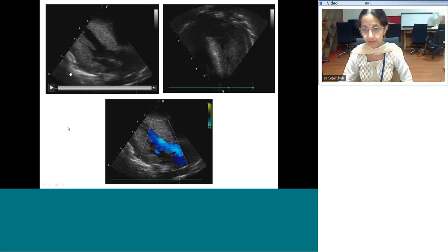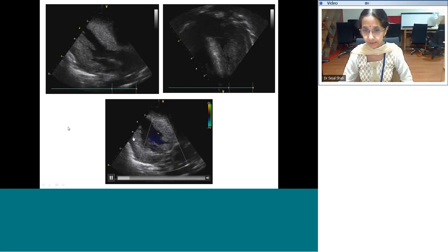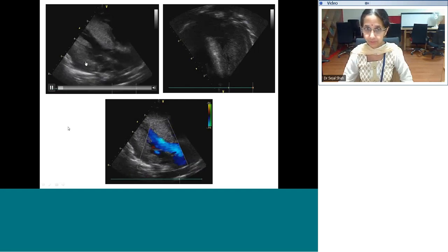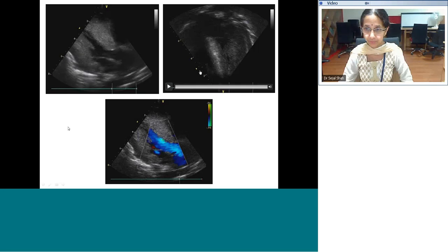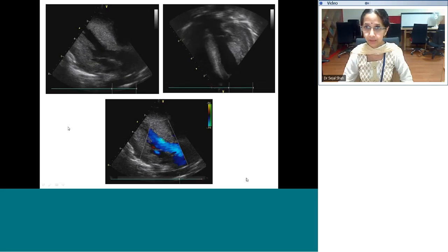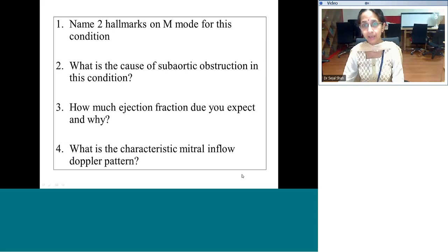So would you say it's an obstructive cardiomyopathy? It's written hypertrophic obstructive, or you want to say it's hypertrophic cardiomyopathy? Yes, so it's hypertrophic cardiomyopathy, and now we are going to have few questions on this. You will have to tell what are the two hallmarks on M mode for this condition. Yes, it's non-obstructive. So do you have any hallmarks on M mode typical for hypertrophic cardiomyopathy? Okay, so I get answers as systolic anterior motion of the mitral leaflet, asymmetrical septal hypertrophy. Okay, I agree with one.